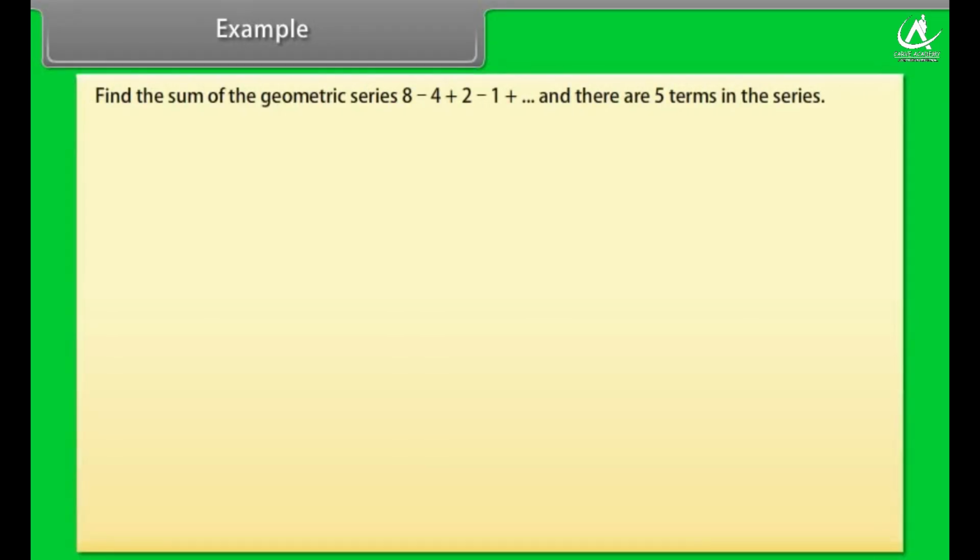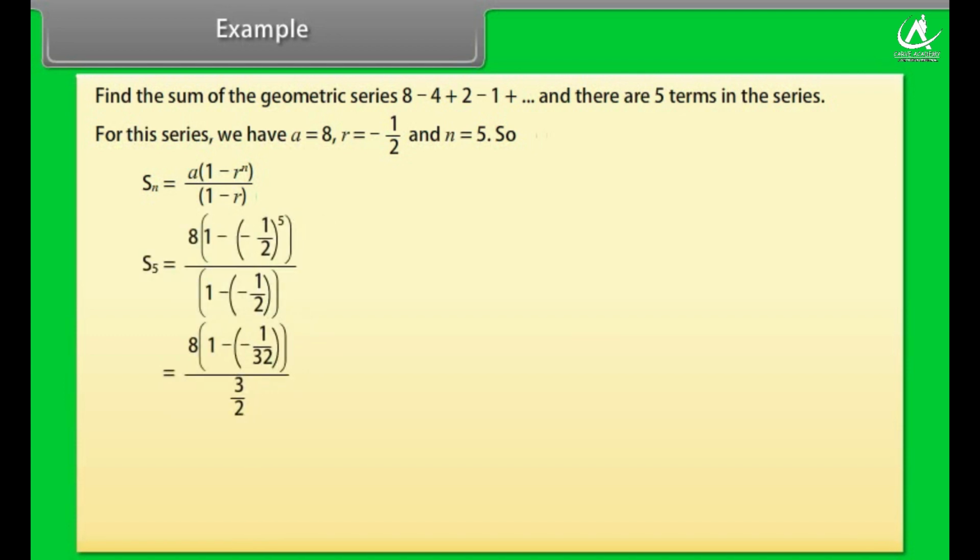Example: find the sum of the geometric series 8 minus 4 plus 2 minus 1 plus and so on, and there are 5 terms in the series. For this series, we have A is equal to 8, R is equal to minus 1 by 2 and n is equal to 5. So, Sn is equal to A into 1 minus R raised to the power n divided by 1 minus R. By substitution and calculation of the values, we get 11 by 2.